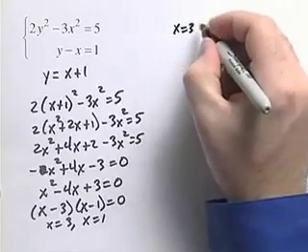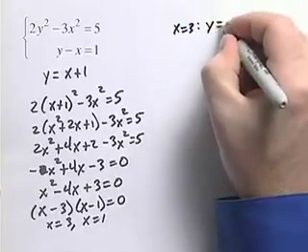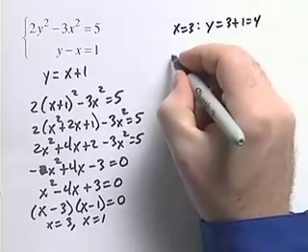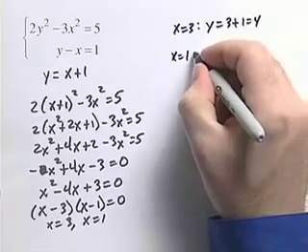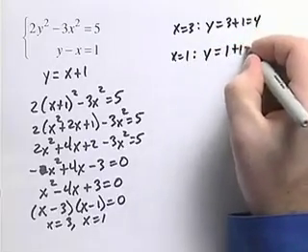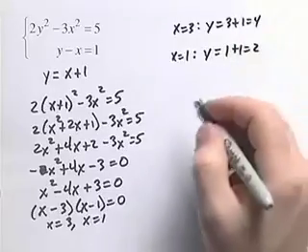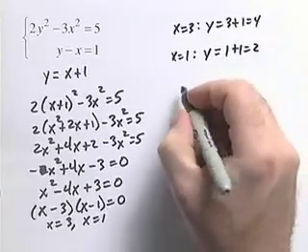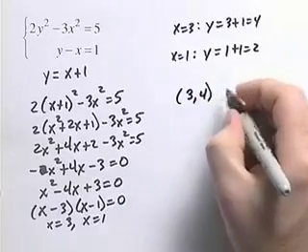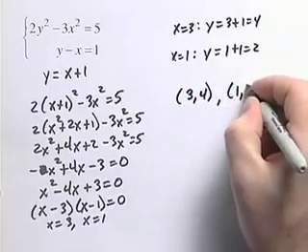If x is equal to 3, we'll get y is equal to 3 plus 1, which is 4. If x is equal to 1, we'll get y is equal to 1 plus 1, which is 2. So we get two ordered pair solutions to this system. Our solutions will be (3, 4) and (1, 2).